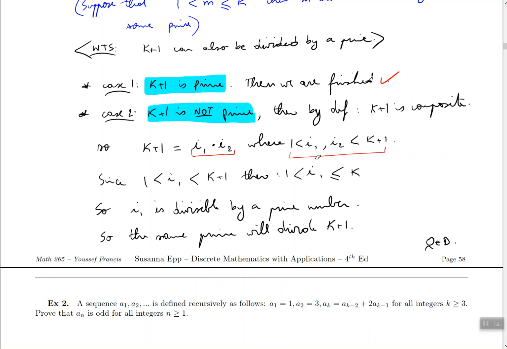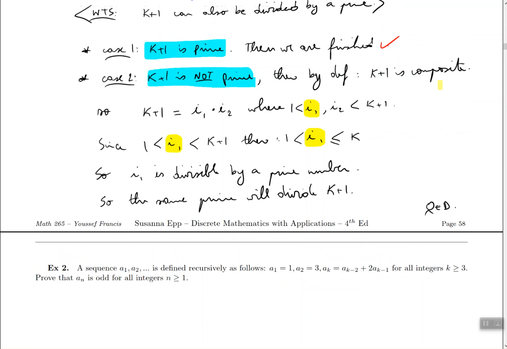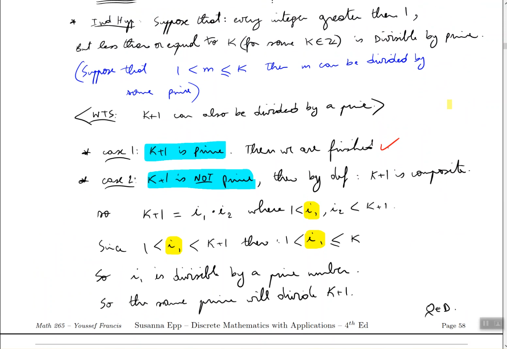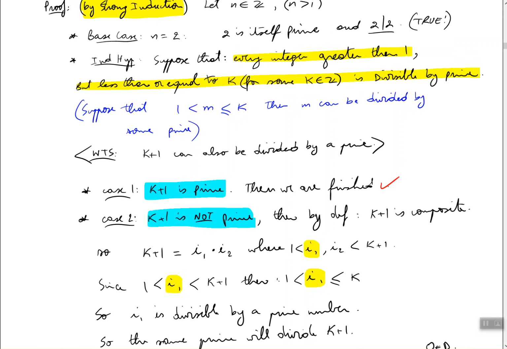But let's focus on one of those numbers. Let's say i1, the first integer. Let's look at what's going on with i1. Well, i1 is automatically between 1 and k plus 1, which means that i1 is greater than 1, but at the same time less than or equal to k. But if I look back at my inductive hypothesis, I assumed that every integer greater than 1 but less than or equal to k is divisible by some prime number. That was the main part of the inductive hypothesis.